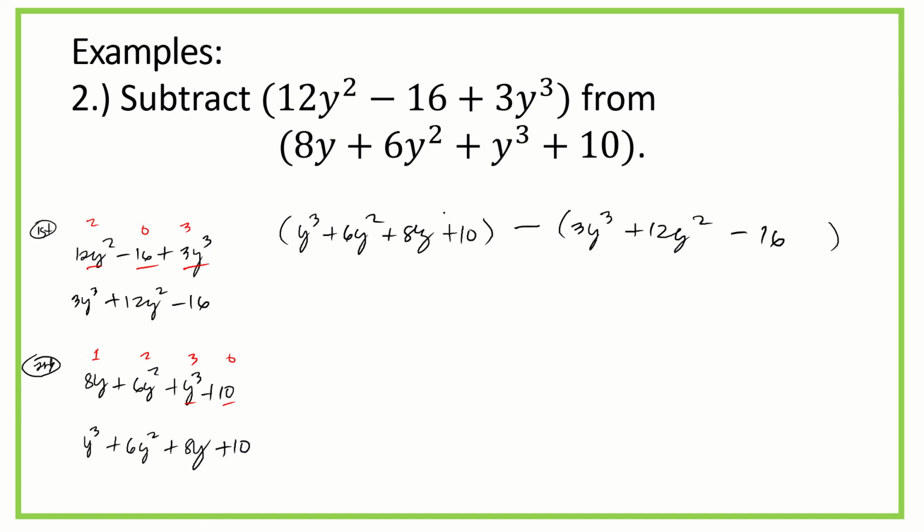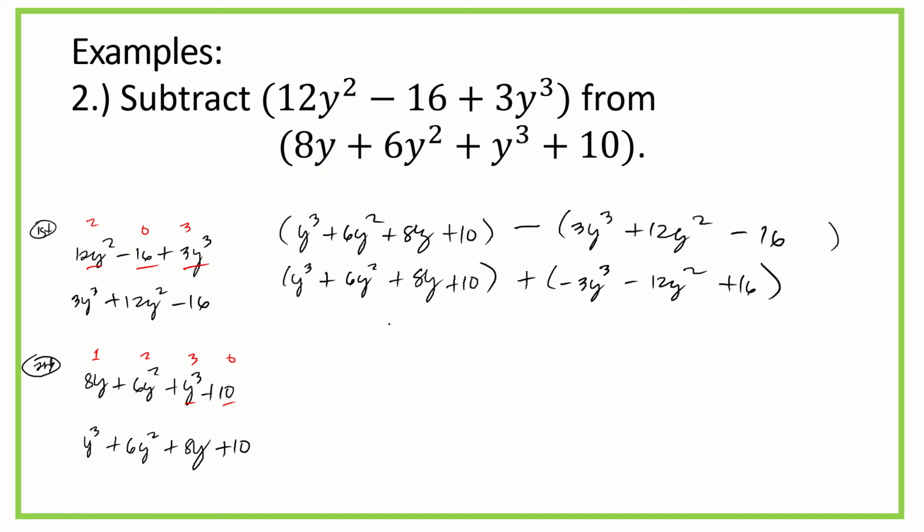Plus 10. Now, this is subtraction. So that means you just copy the first polynomial. And then the minus becomes a plus. Then we get the opposite of each term in our second polynomial. So from positive 3y cubed, that will become negative 3y cubed. From positive 12y squared becomes negative 12y squared. Negative 16 becomes positive 16.